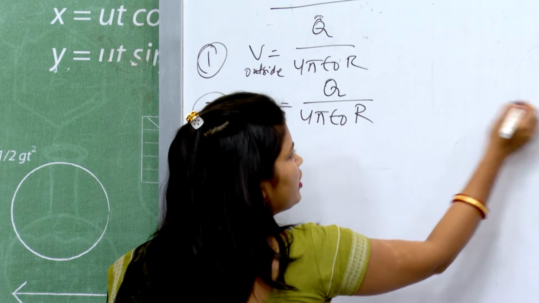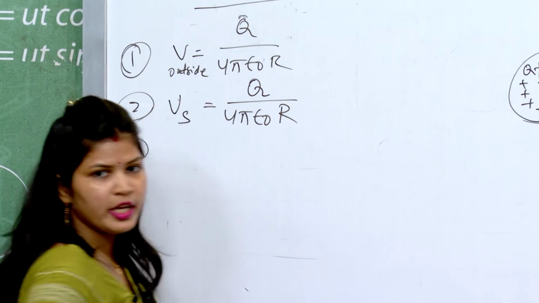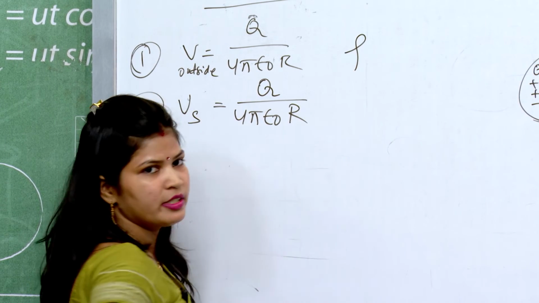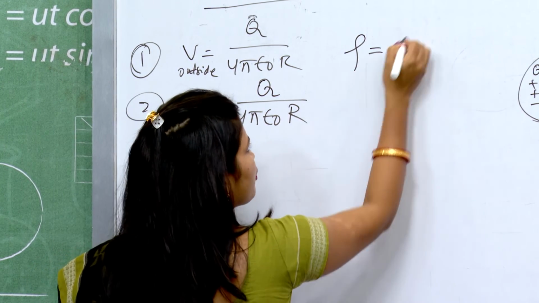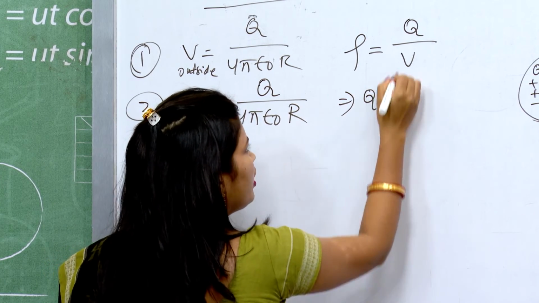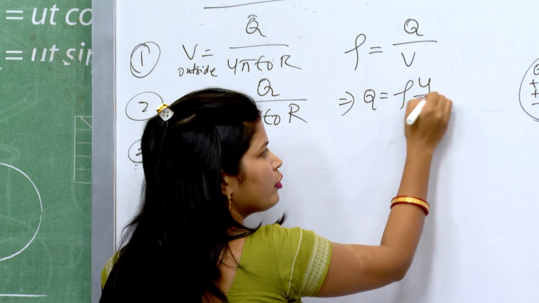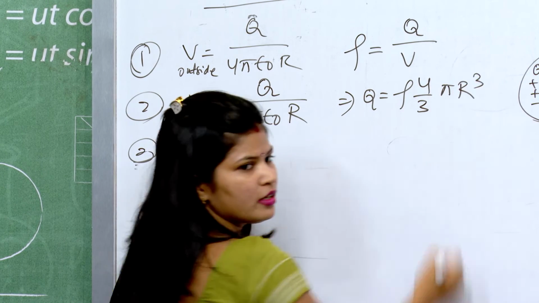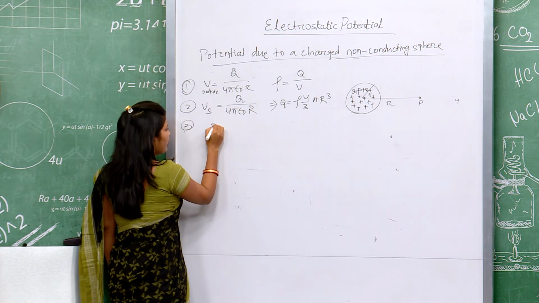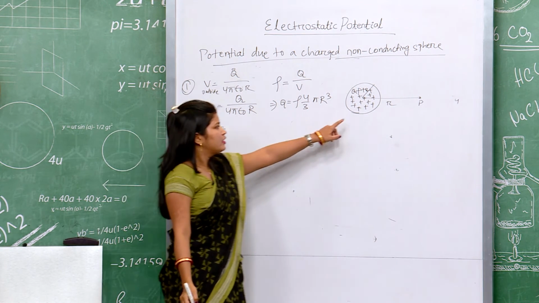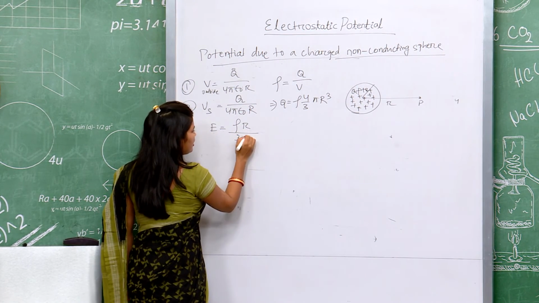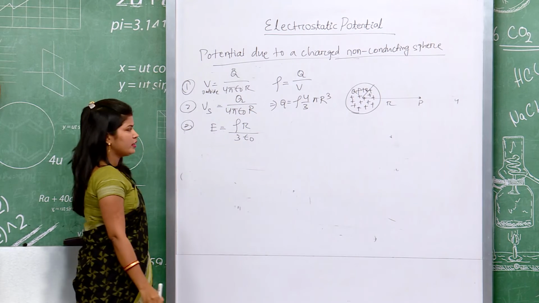You know that as the charge is distributed volumetrically inside the sphere, we have to find the volumetric charge density rho. We know that rho is equal to charge per volume. So, Q is equal to rho times the volume of the sphere, which is 4 by 3 pi capital R cubed. And we know the expression of the electric field inside the non-conducting sphere is rho small r upon 3 epsilon naught.